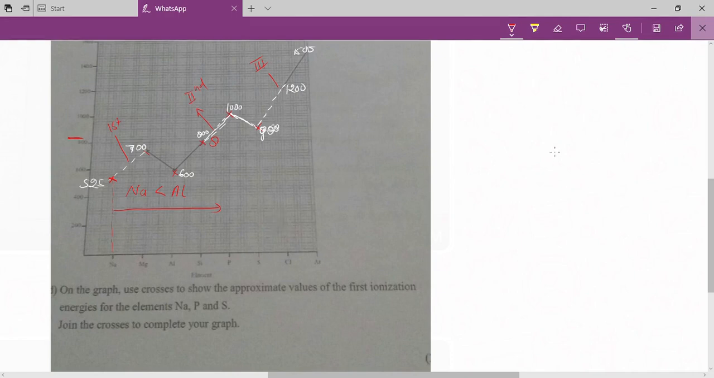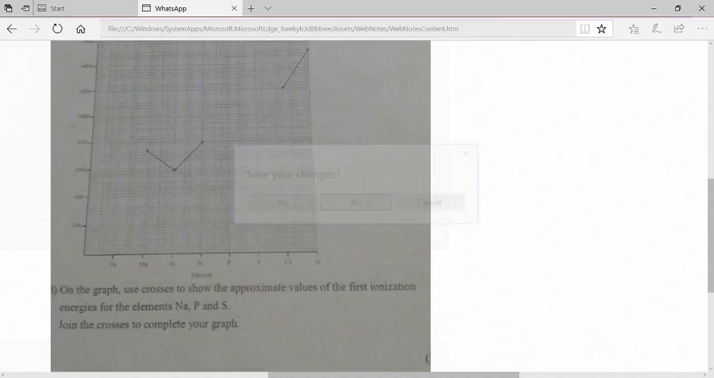Understand? Okay, so now we can move to the WhatsApp, and now I'm refreshing. Do you understand? Yeah, it's coming again. Give me 1 second.